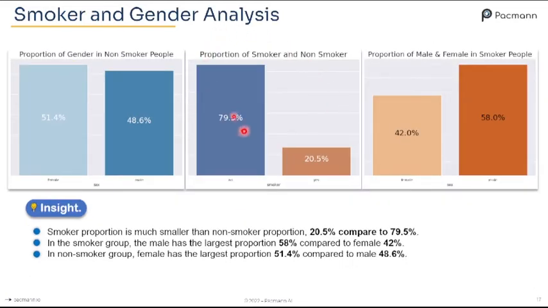This smoker and gender analysis shows us that 20.5% of insurance users are smokers, and there are more males who smoke. Also, 79.5% of insurance users are non-smokers, and there are more females than males.